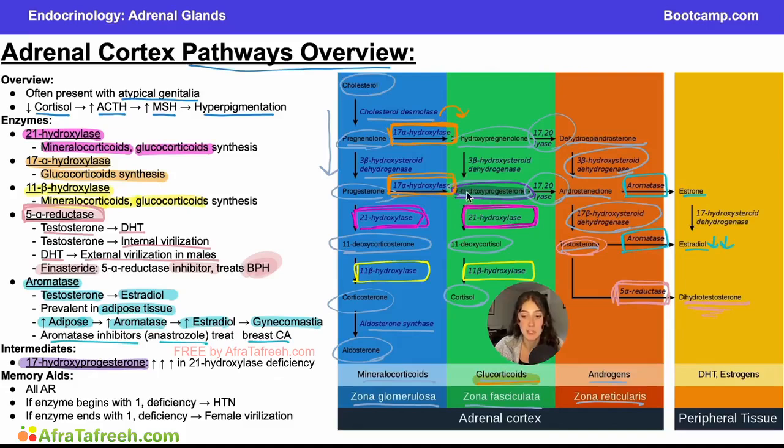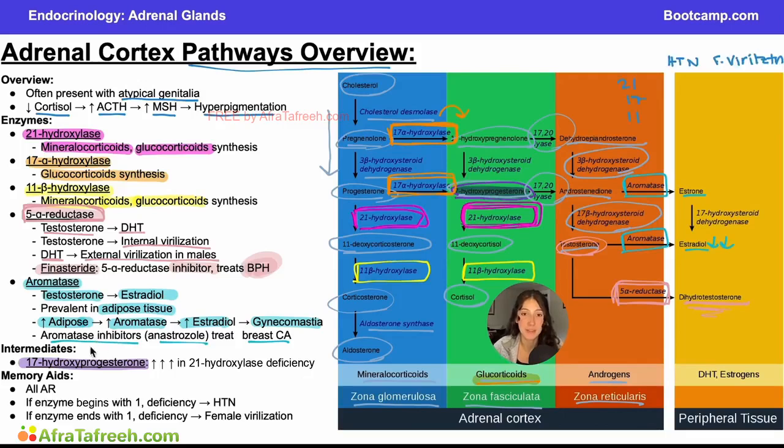That should make sense to you because if we have very high levels of 17-hydroxyprogesterone, that means that they are building up behind a blockade in this pathway, and the enzyme that should be converting it into 11-deoxycortisol would be 21-hydroxylase. So if that enzyme is not working, that is when we would have a 21-hydroxylase deficiency, and we could test for that by seeing elevated levels of 17-hydroxyprogesterone.